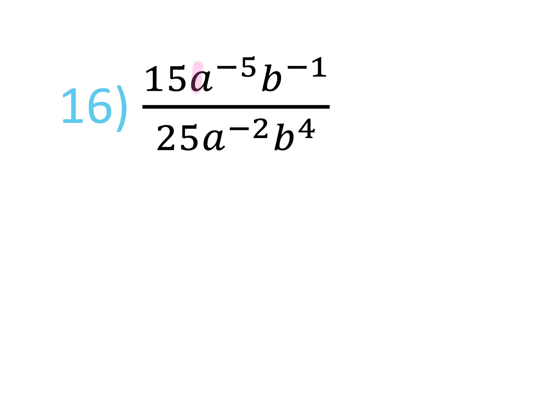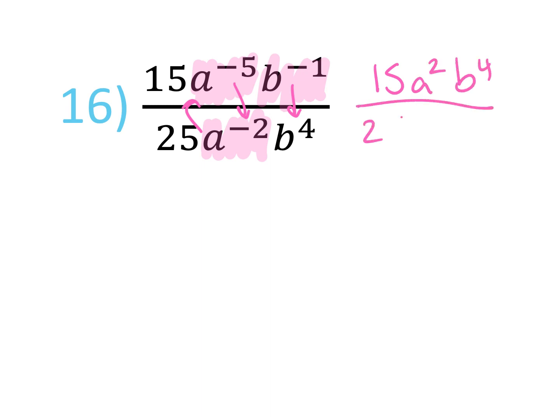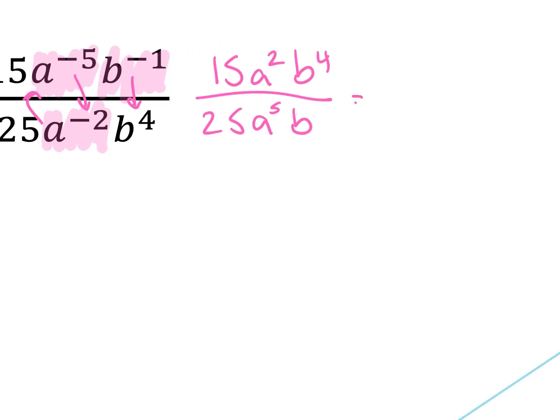I can switch them. So let's move the a to the 5th power to the bottom, b to the 1st power to the bottom, and a to the 2nd power to the top. So I have 15 a squared b to the 4th power over 25 a to the 5th power b to the 1st power. What can I do next?